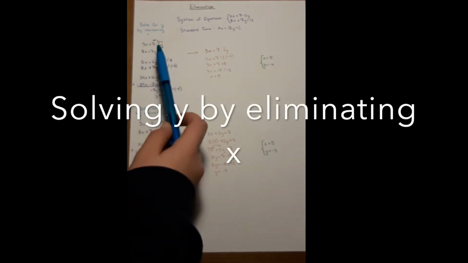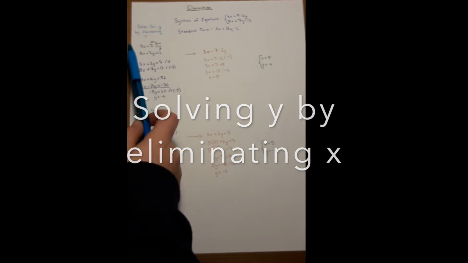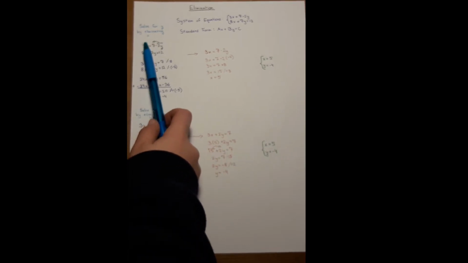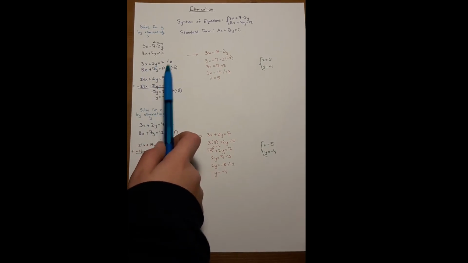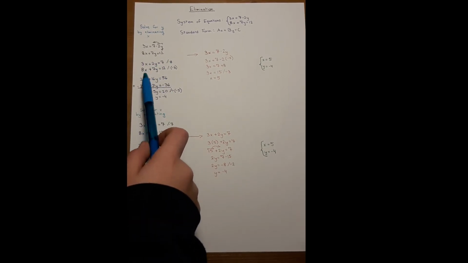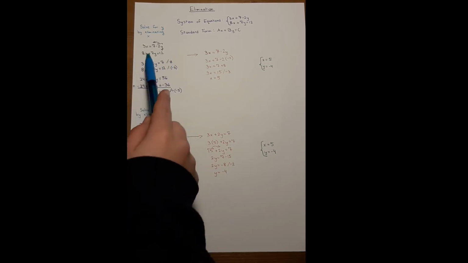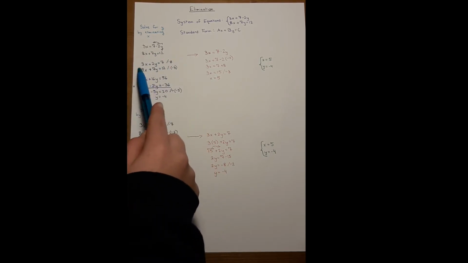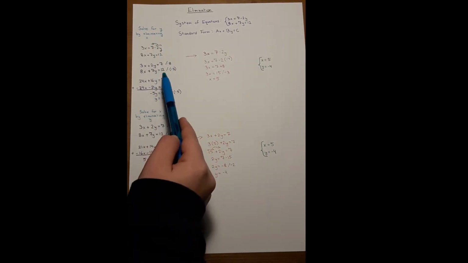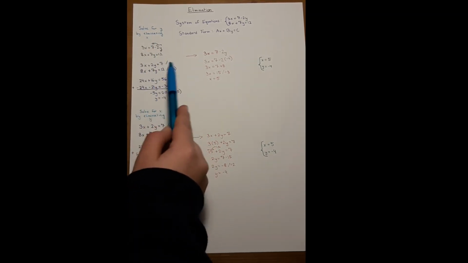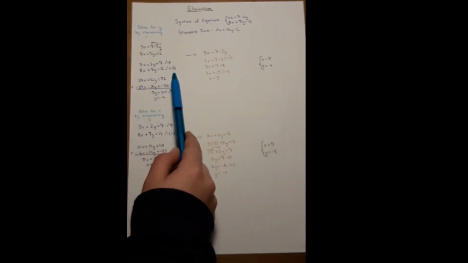So first, to get the first equation into standard form, we just move this 2y over to the side of 3x, and we end up getting 3x plus 2y equals 7. To eliminate, and this is eliminating x to solve for y, we have to multiply both sides by the coefficient of the other equation's x. So here we multiply this equation by 8, and the second equation gets multiplied by -3.